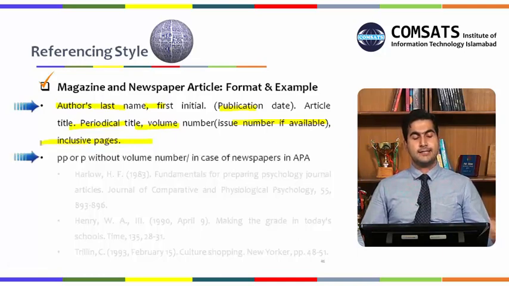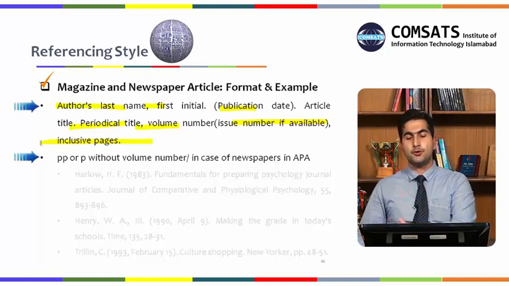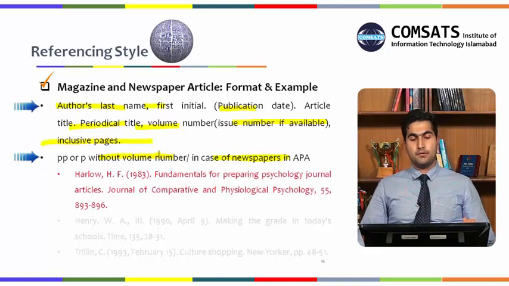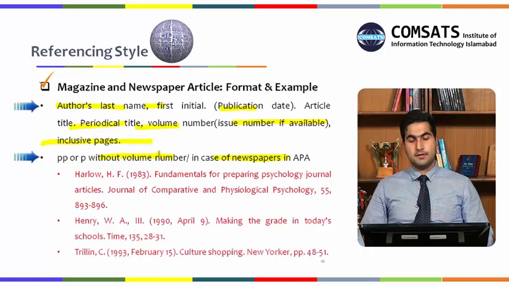One point that has to be kept in mind is the use of double P or P. These basically refer to page number, and are used when referring to newspapers in APA format. Double P or P are provided when you are not referring to a volume number. As within these examples you will see, this is one example, this is the second, and this is the third. Over here you have this double P. So double P is used basically when there is no volume number, and in case of newspapers.